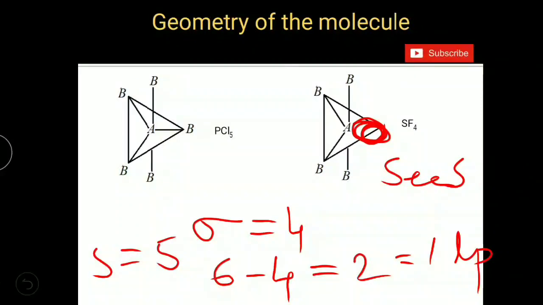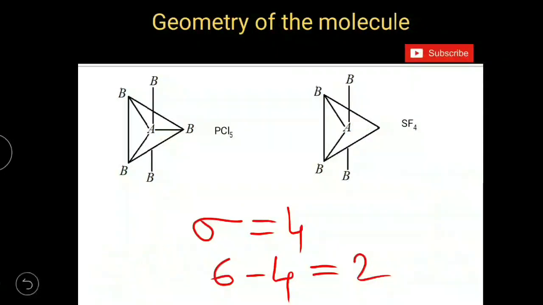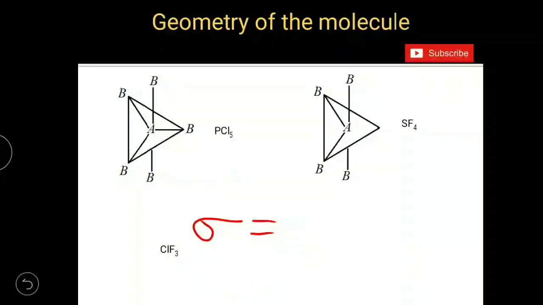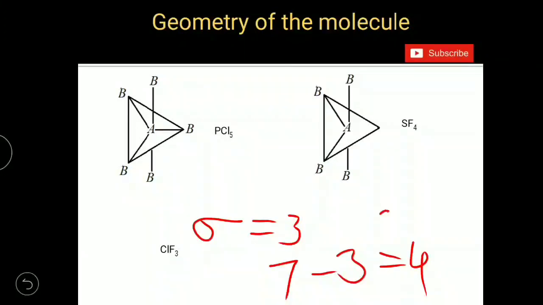And come to one more, ClF3, in which chlorine atom is bonded to 3 fluorines. So number of sigma bonds equal to 3. Valence electrons in chlorine equal to 7. Out of 7, 3 electrons are bonded to 3 fluorine atoms. So remaining electrons 4 means 2 lone pairs. Sigma bonds 3, lone pairs equal to 2. So steric number is 5.